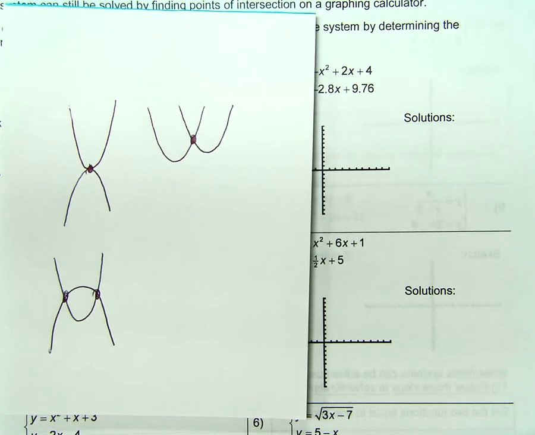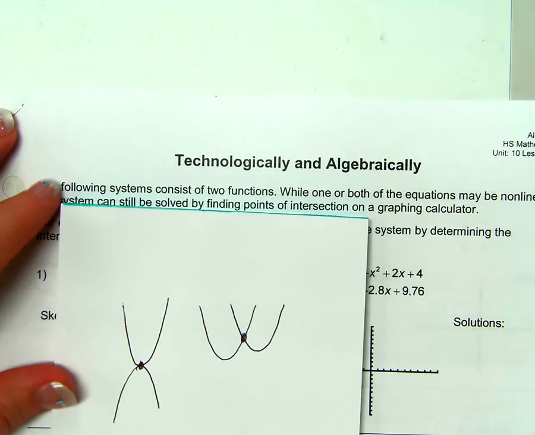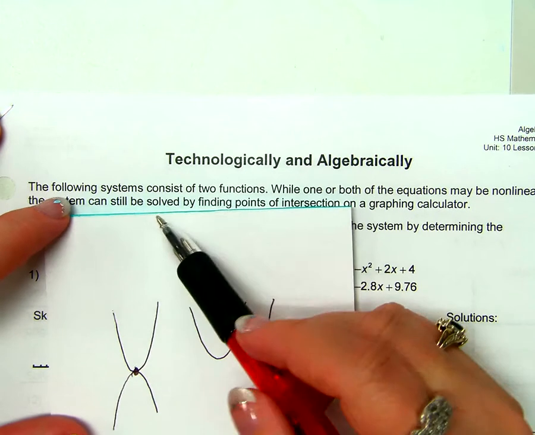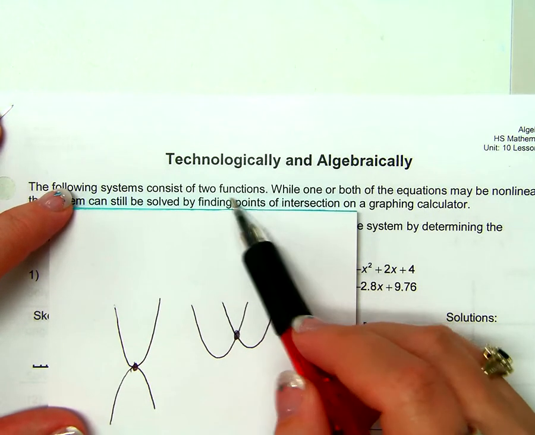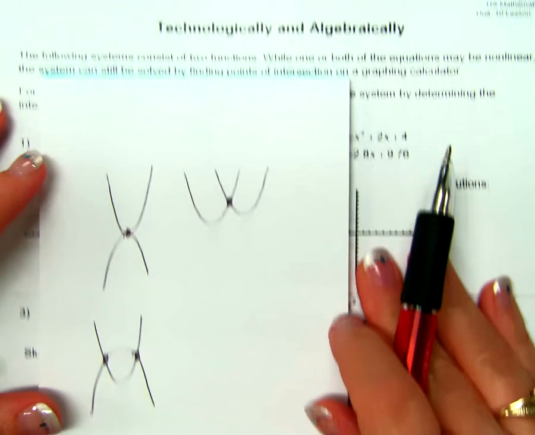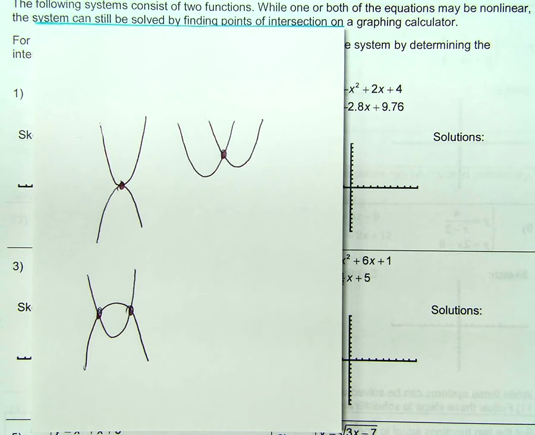Any other way possible to get 2 solutions? Pardon? That's a good question, but read the first part of this. The following system consists of 2 functions. Can parabolas open sideways and be functions? No. So maybe not, at least not that we can think of right now.